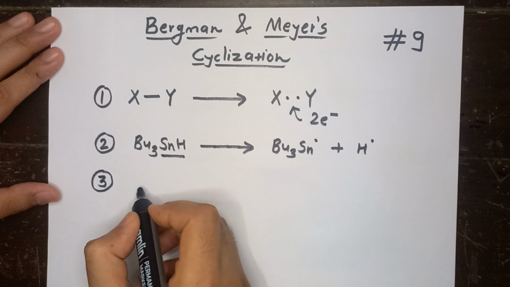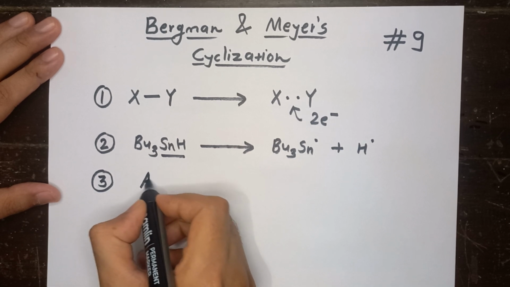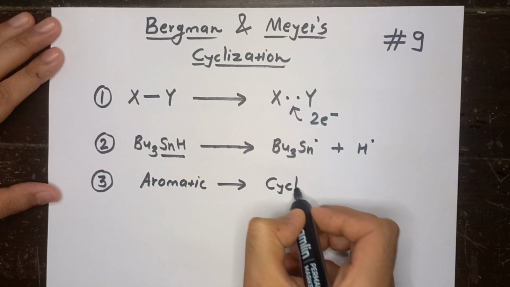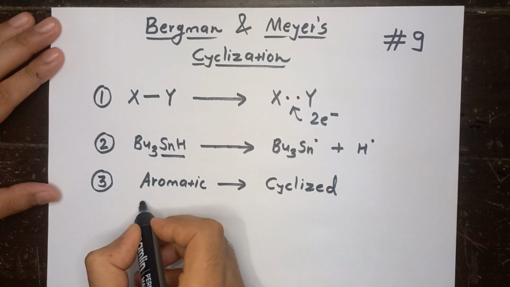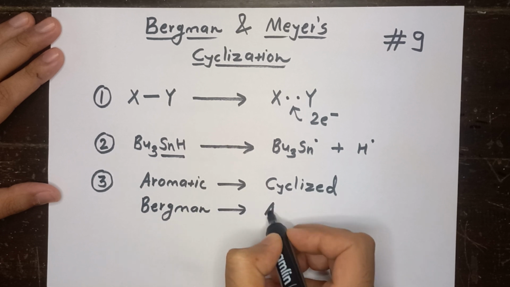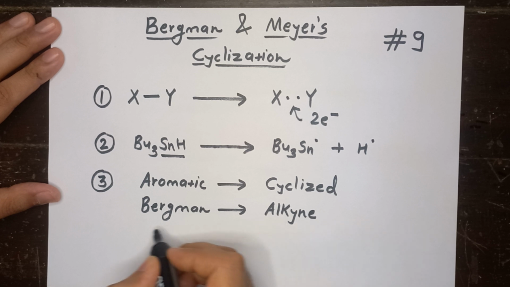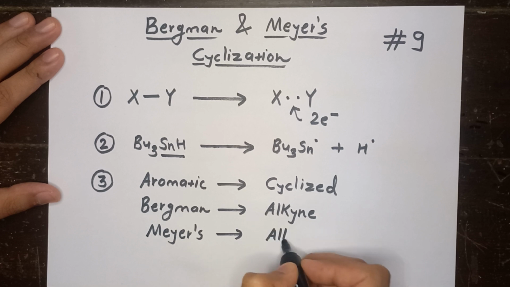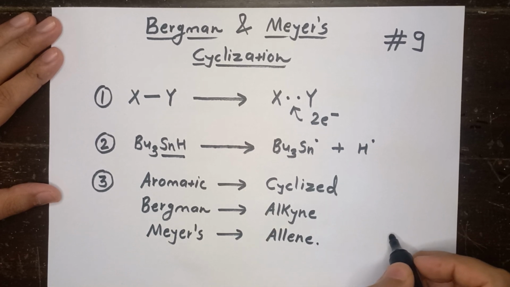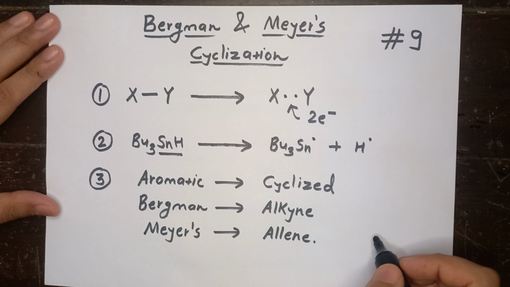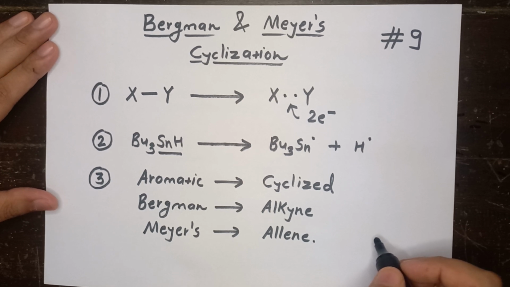In this Bergman and Meyer cyclization, you are most likely to form an aromatic ring. So basically, you are forming a cyclized product. That's why the name is given as cyclization. In Bergman cyclization, you will have an alkyne as one of your reactants, whereas in Meyer's cyclization, you will have an allene as one of your reactants. So these are some basics we need to know before we start with Bergman and Meyer cyclization. So now we know all these basics, so let's go ahead and understand the reaction, its mechanism, and some practice problems.